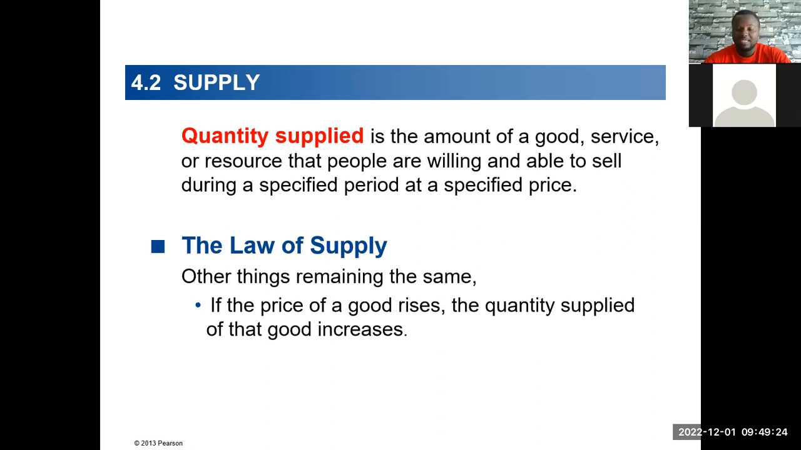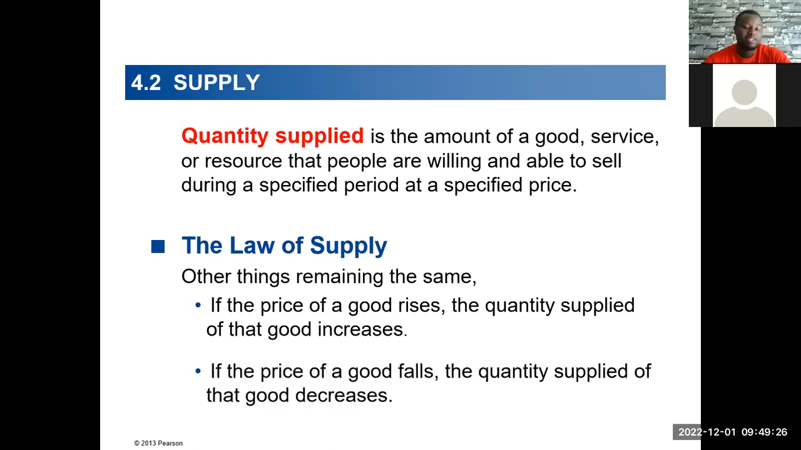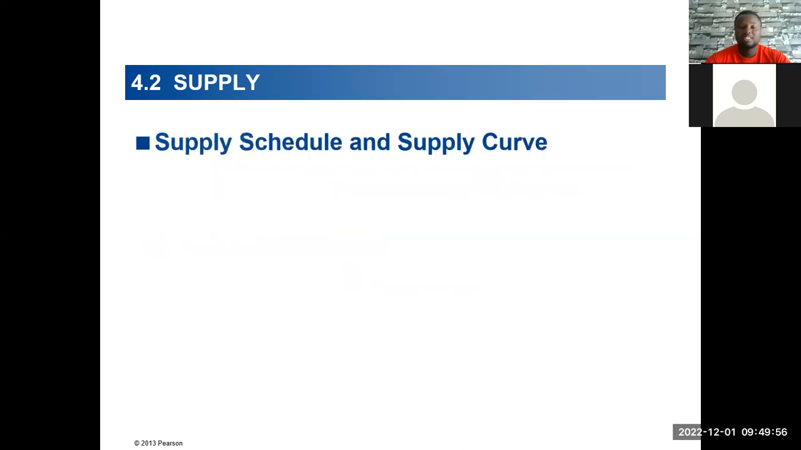On the other side, when price falls, the quantity they offer for sale decreases. So here there's a positive relationship between the quantity the sellers offer for sale and the price of the good, whereas under demand there was an inverse relationship. When price goes up, supply will go up. When price falls, supply is going to fall. So here, price and quantity move together.